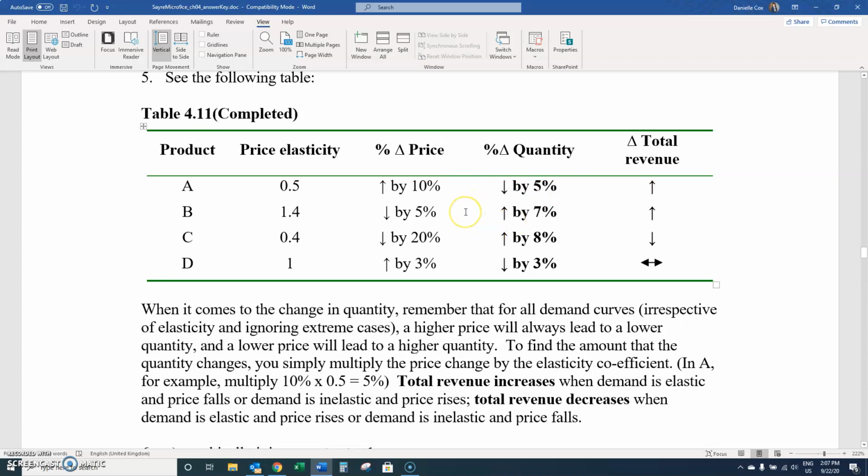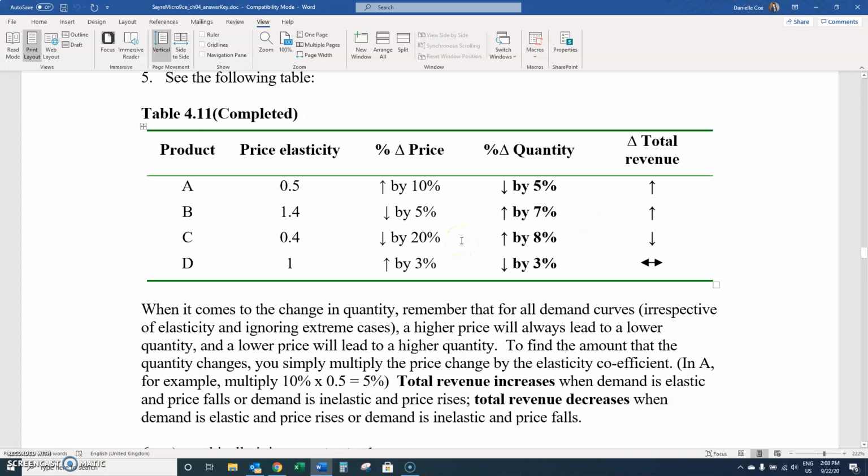In product B, price falls by 5%. If the price falls, that has the effect of lowering revenue for the company. But on the other side, because the price has fallen, more is demanded, and because more is demanded, that has the effect of increasing revenue. So now we just need to determine what has the bigger effect. Well, the price only falls by 5%, but the quantity demanded increases by more, 7%. So this here has the bigger effect, and in the end, the total revenue is also going to increase.